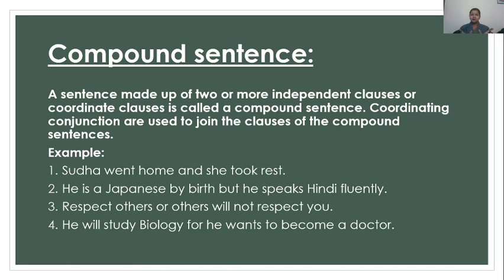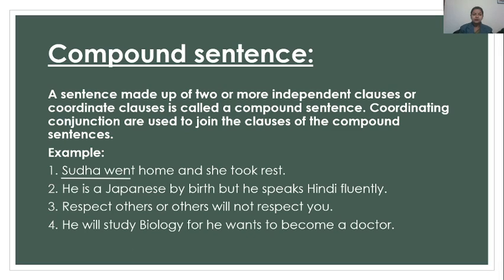So a compound sentence takes coordinating conjunctions to join its clauses, because it always has two independent clauses. In language we use conjunctions to join sentences. Look at the sentence: Sudha went home and she took rest. As a compound sentence has two clauses, it will have two subjects and two finite verbs also. So let's find out how many subjects and how many finite verbs are there in this sentence.